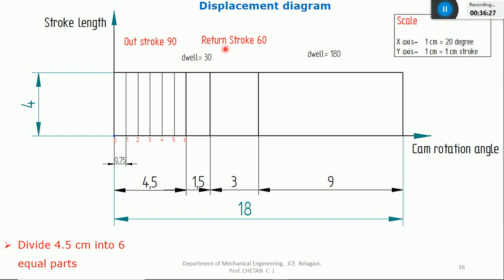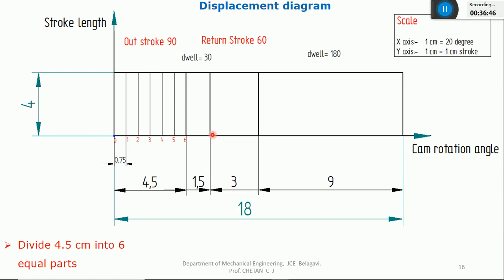Then I'll go to this return stroke. It means the follower is coming down. Just imagine the animation whatever I show, so that it will be clear. So again, I'm going to divide this return stroke into 6 equal parts.